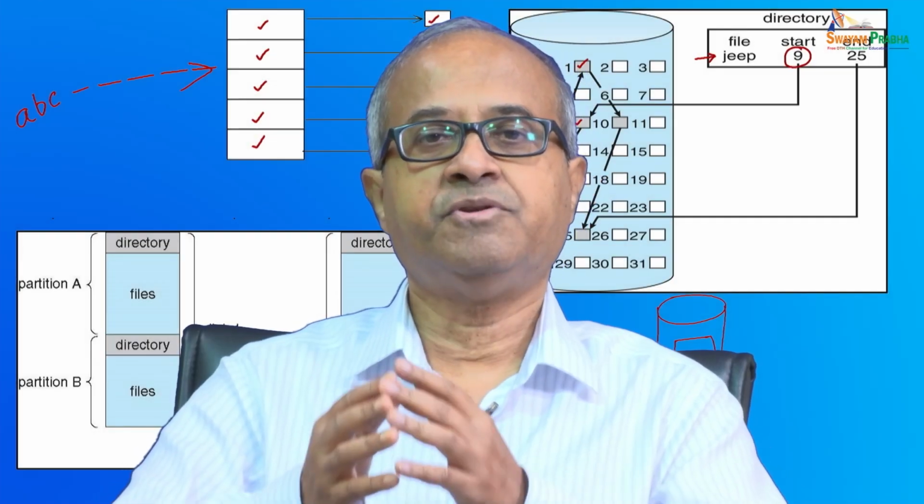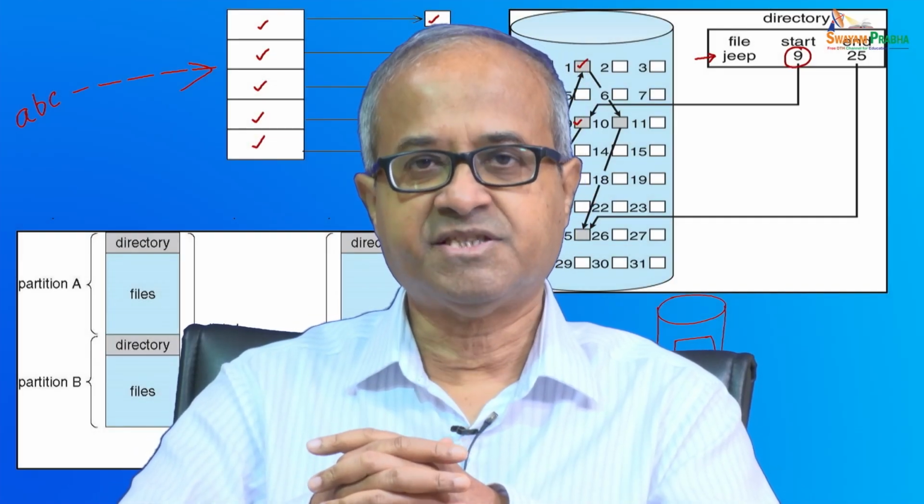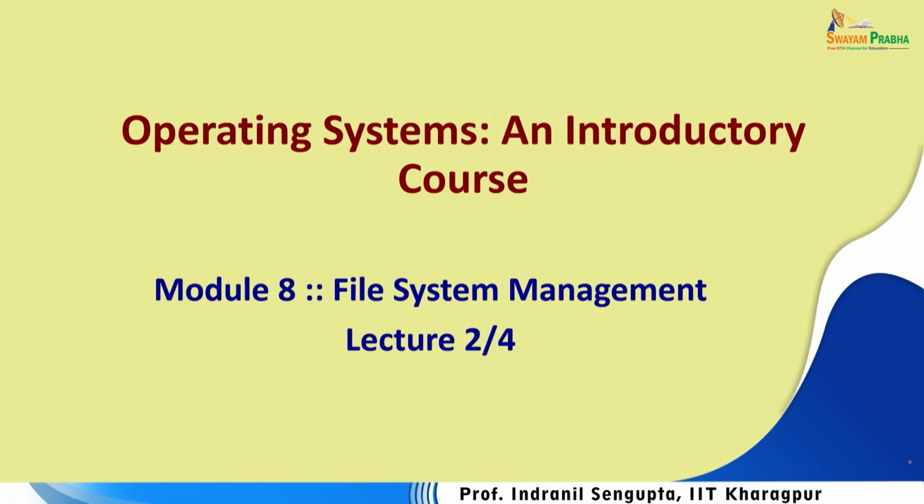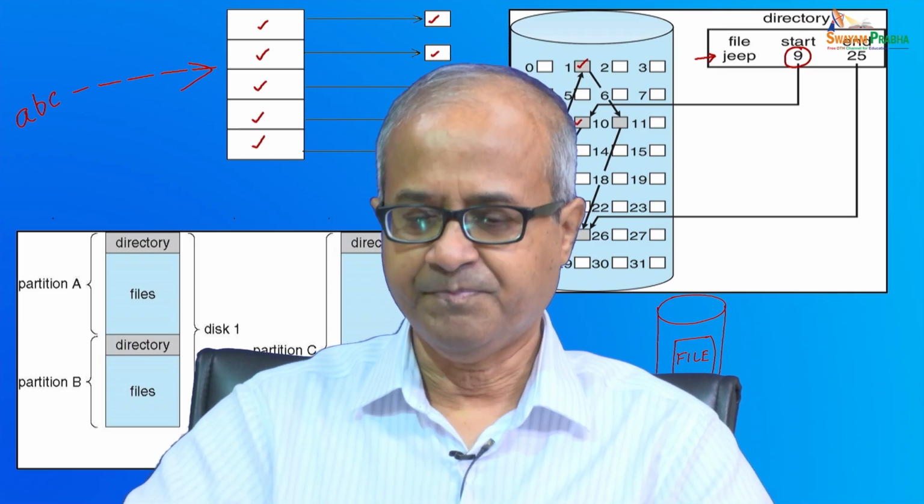So, we continue with our discussion on file system management. In this second lecture of this module, we shall be looking at some details about how a file system is stored in a secondary memory system like the disk, and what are the different kinds of data structures that are required for this purpose.